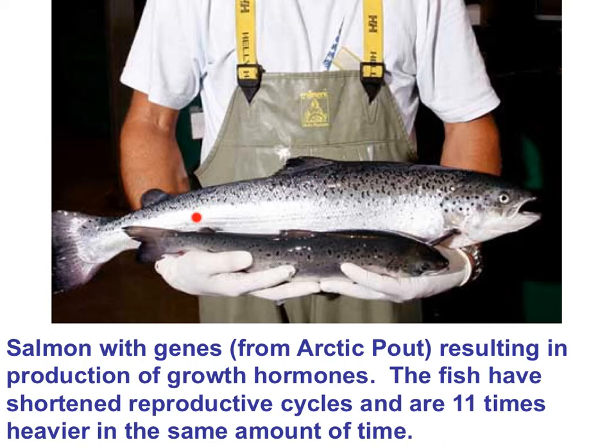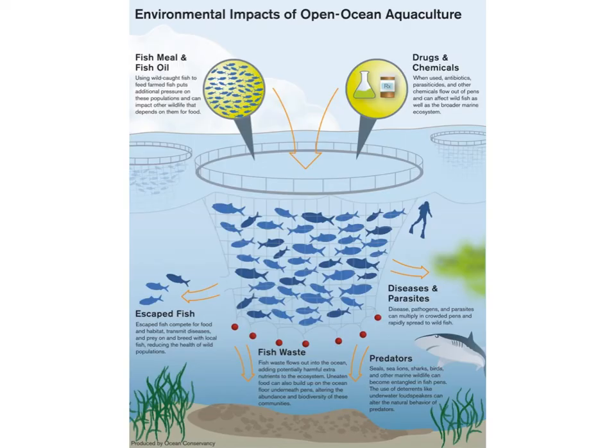This large fish has genes inserted into it, genes that come from the Arctic pout, and these genes produce growth hormones. The genetically modified salmon have shortened reproductive cycles and are 11 times heavier in the same amount of time. You can imagine how competitive these genetically modified fish would be in the open ocean. You can see the environmental issues of aquaculture here.